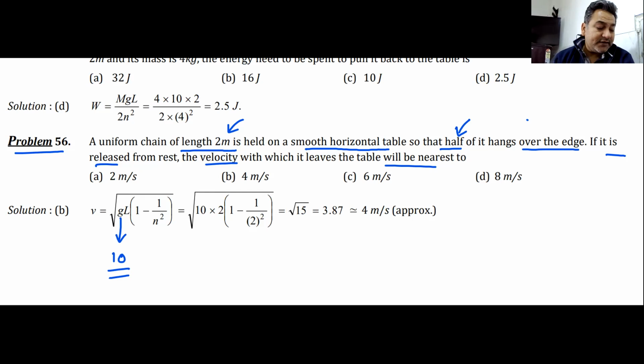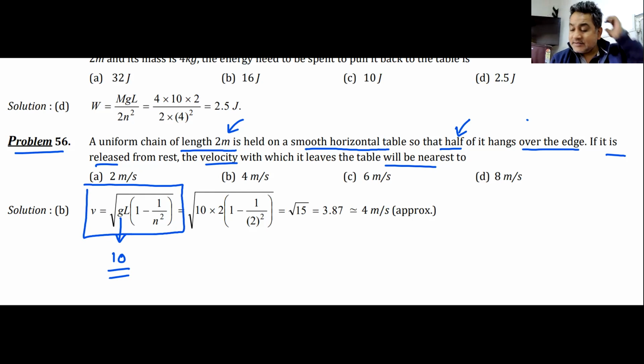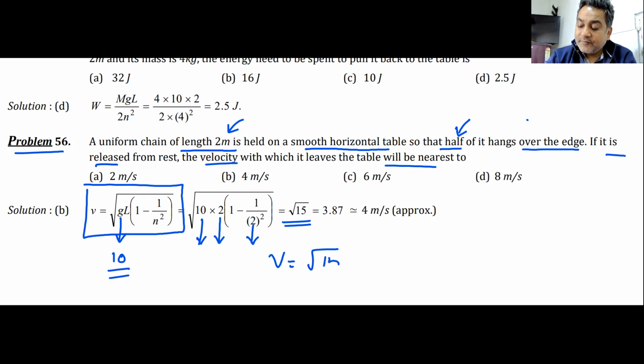Well, I hope all of you have done this. Just have to apply the formula. Formula is v equals root over gL into 1 minus 1 by n square. Value of g is 10. Length of the chain is 2 meter. Half of this is hanging, so n is equal to 2. You just put in the formula and you will get v equal to under root of 15. Approximately it is coming as 4 meter per second, and that is the answer that we are looking at.